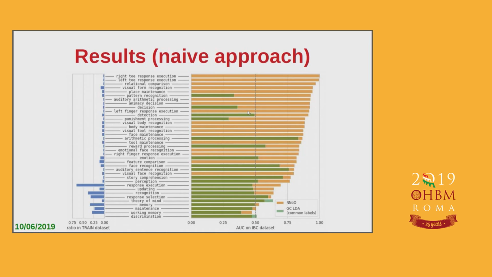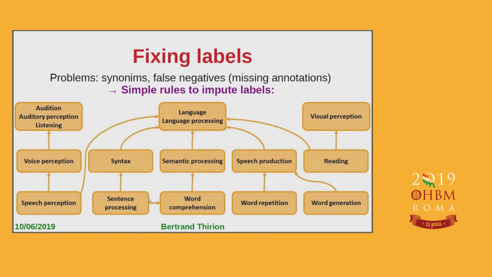And we do clearly better than coordinate-based meta-analysis because we use image-based meta-analysis, which keeps much more information from the data. Also, interestingly, here I give the frequency of the term in the NeuroVault corpus, and you see that the most frequent terms are not the easiest to decode. It's maybe that some of them are used quite systematically, like response execution or response selection, and still they're not used very consistently, and then they are hard to decode.